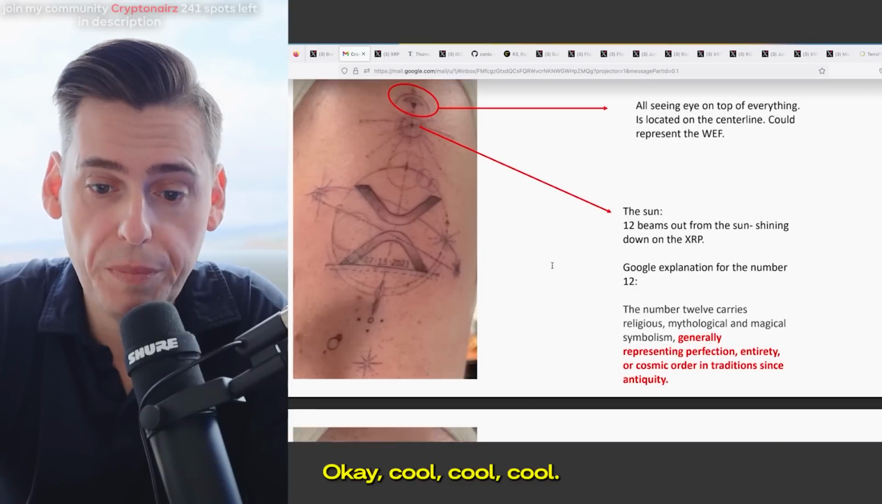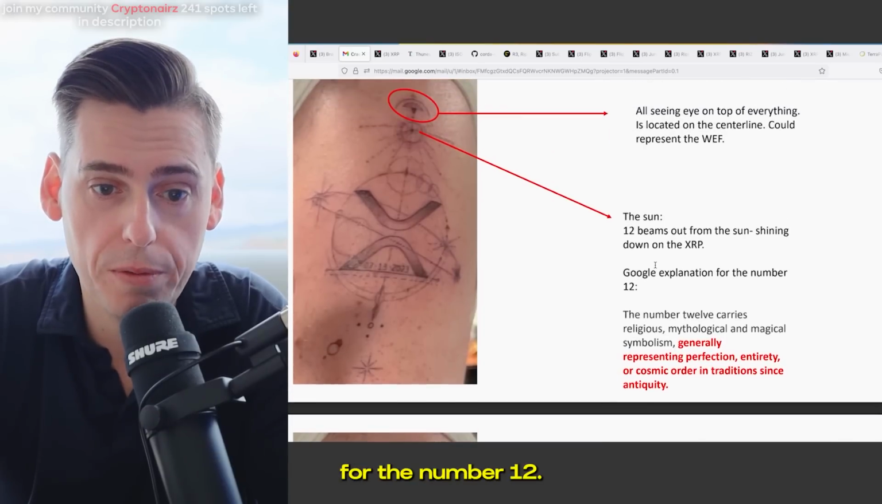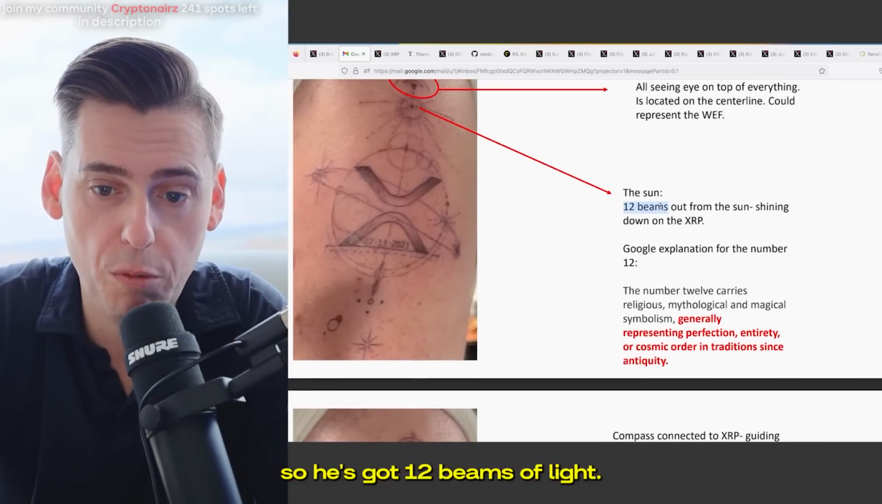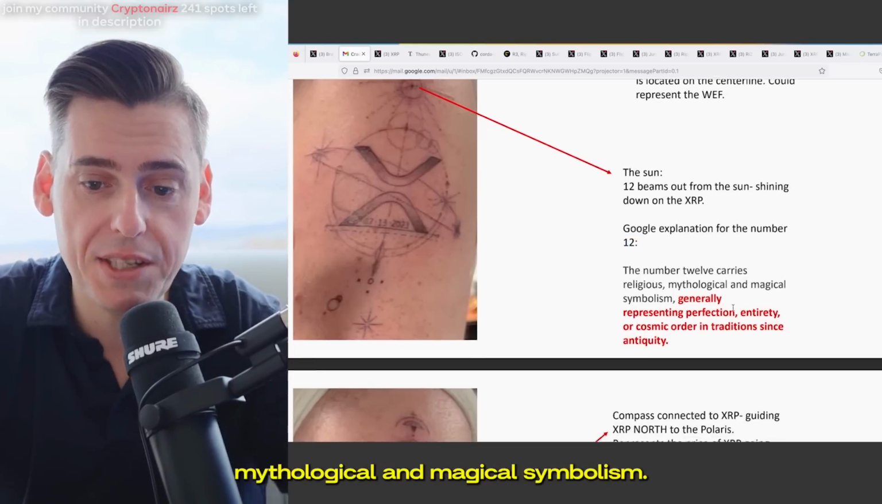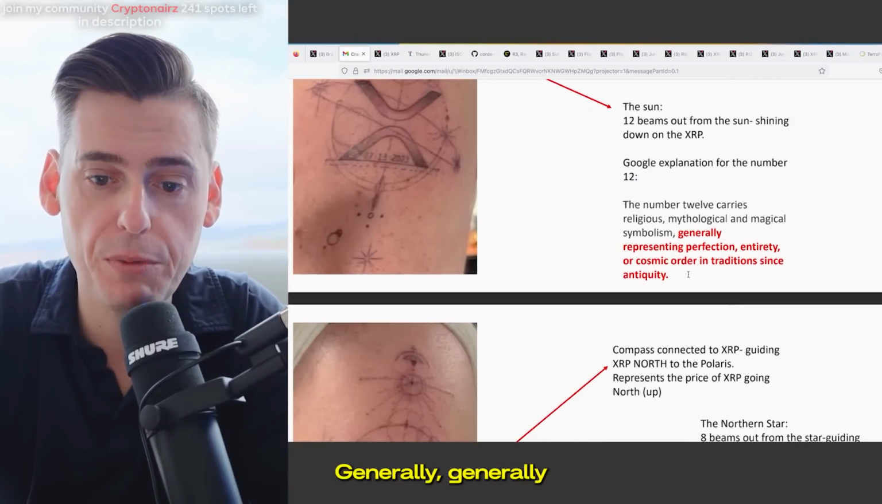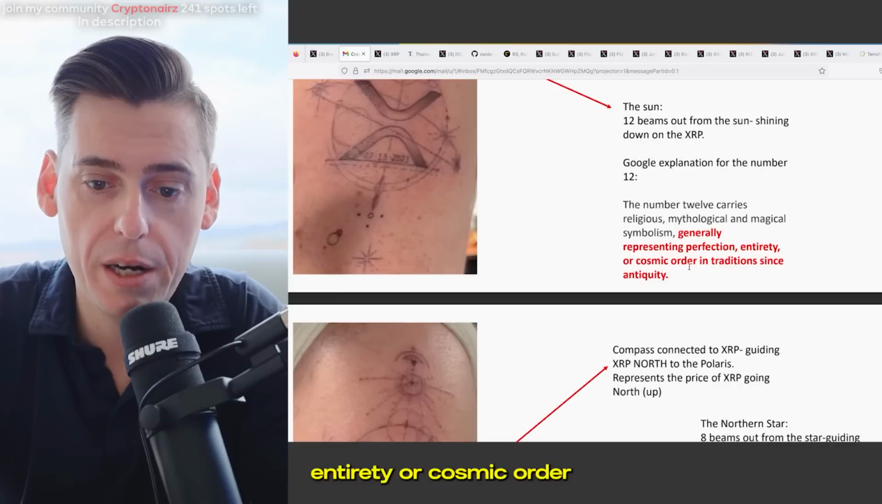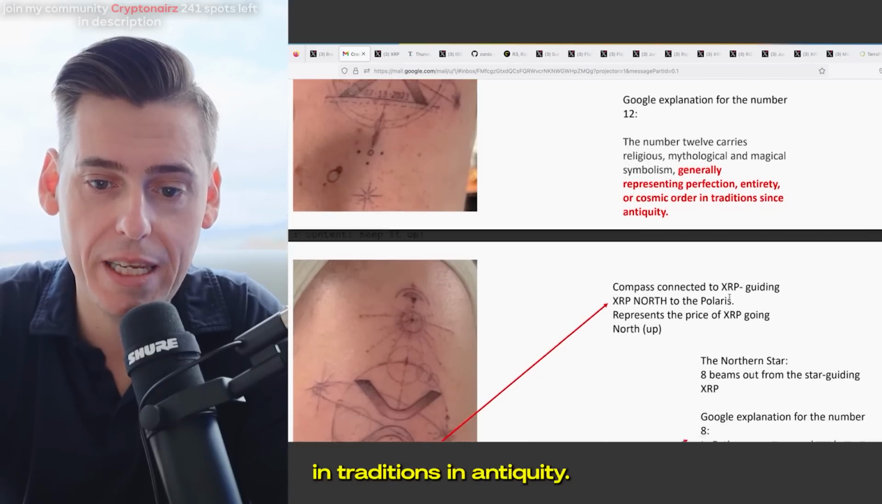Okay, cool. And then it says Google explanation for the number 12. All right, so he's got 12 beams of light. That's where I got the number 12. The number 12 carries religious, mythological, and magical symbolism, generally representing perfection, entirety or cosmic order in traditions in antiquity.